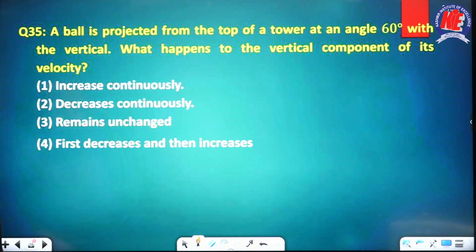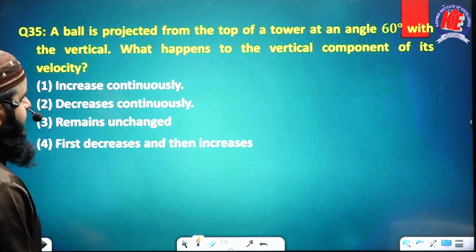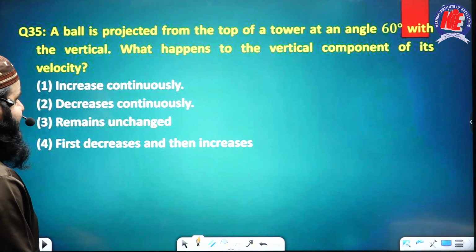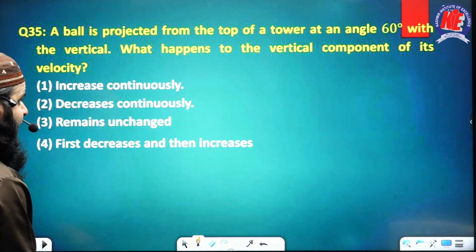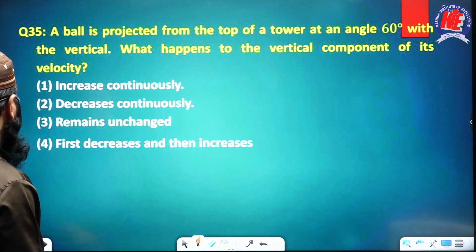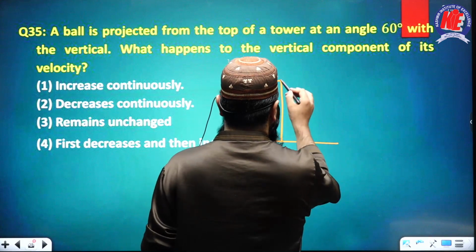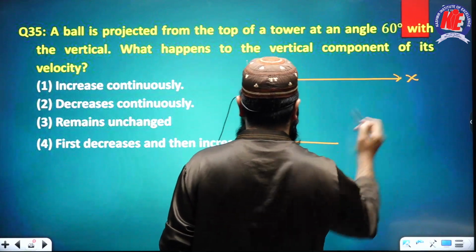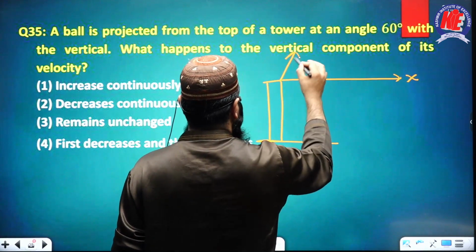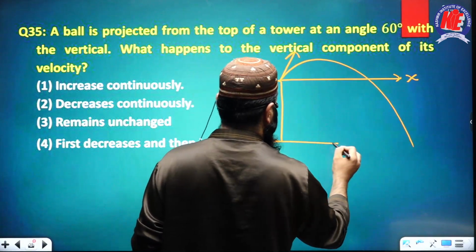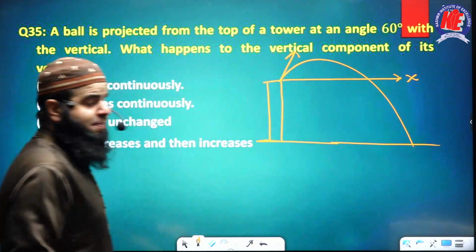Next one please. A ball is projected from the top of a tower at an angle 60 degree with the vertical. What happens to the vertical component of its velocity? If I draw the physical situation, let's suppose this is the x-axis or the horizontal. A body is projected in this way. It will follow the path like this. Now the question is, what happens with the vertical component?